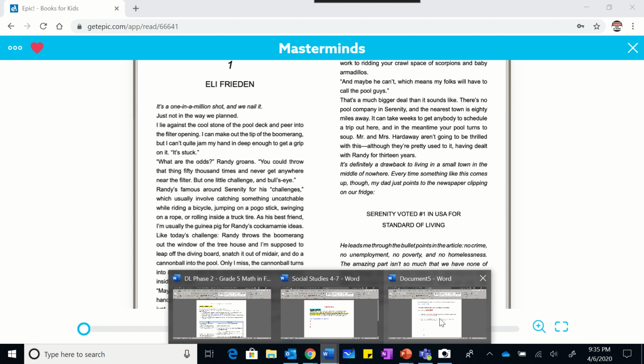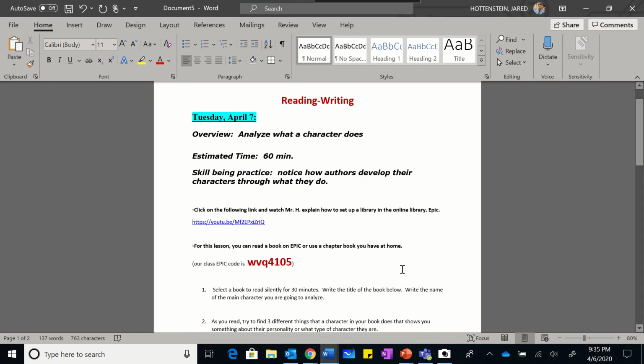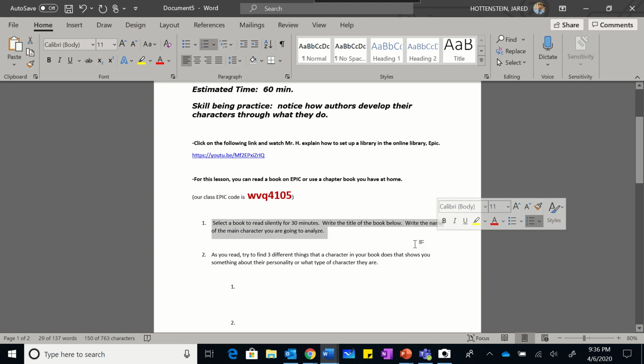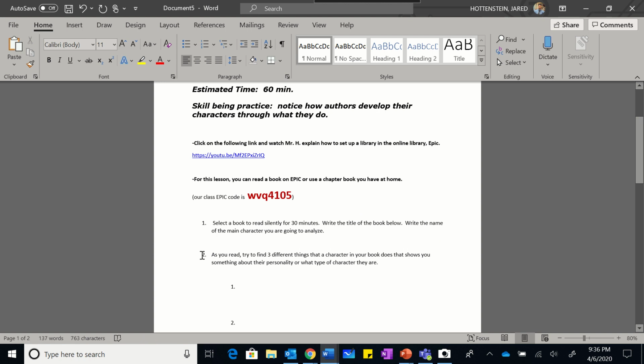Before I start reading, here's what you're going to be doing today. It says select a book to read silently for 30 minutes. Now notice up here, for this lesson, you can read a book on Epic or use a chapter book at your home. That's fine. You're going to have to write the title of the book below and write the name of the character you're going to analyze. Now, you may not get 3 examples, and that's okay. We're trying to get there.